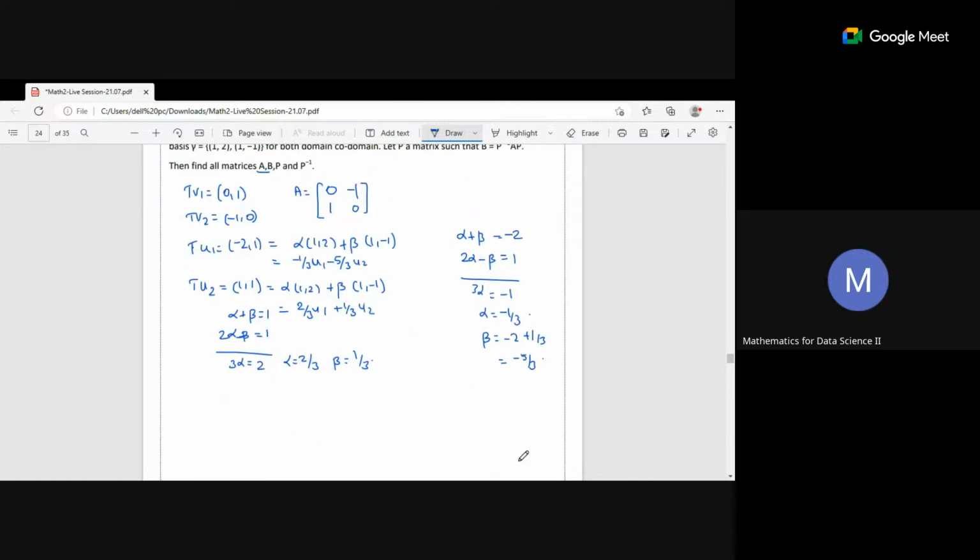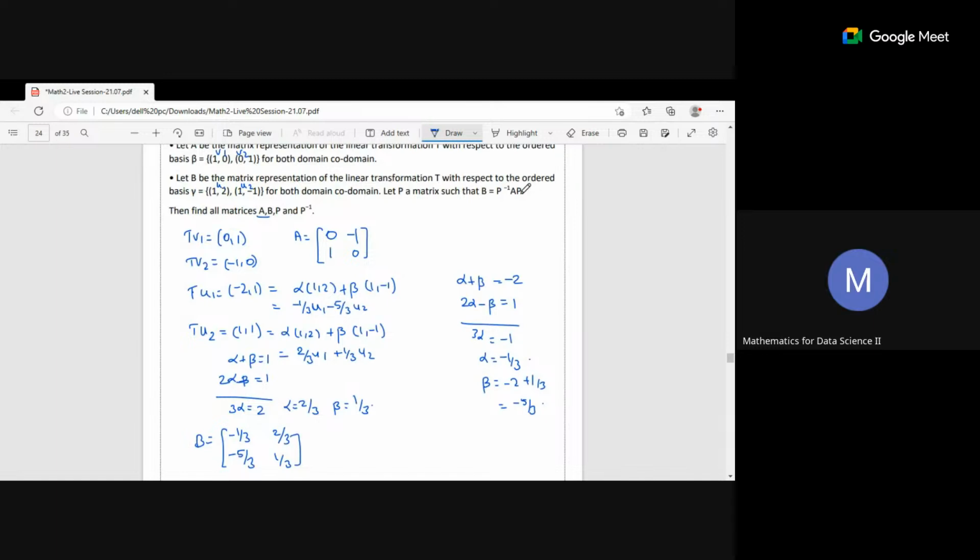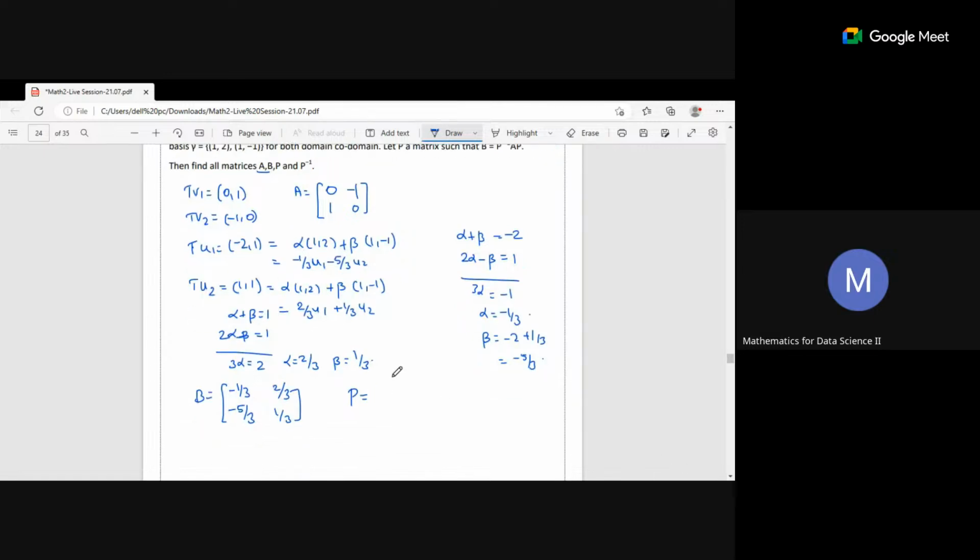So what is your matrix B then? Minus 1 by 3, minus 5 by 3, 2 by 3, 1 by 3. Okay, this is your matrix B. Now, if we can find P, then you know how to find P inverse. So what is your matrix P? How to find it?